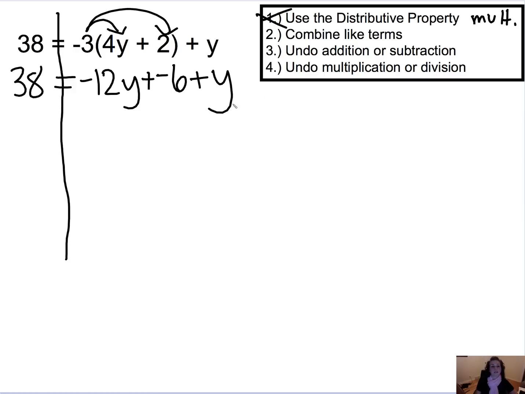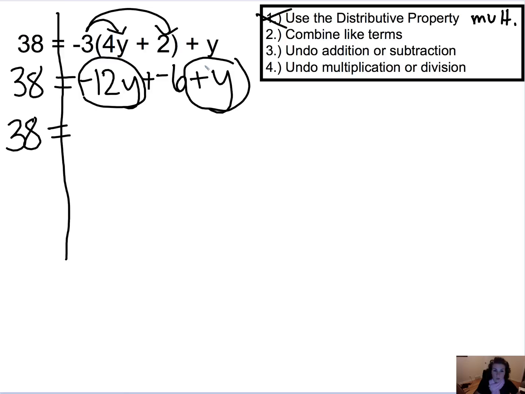Step 2, combine like terms. Well, on the left-hand side, clearly we don't have any like terms, so I'll just bring that down. On the right, we have a negative 12y, and that matches with the y. But remember, you've got to circle what's in front of it as well. So that's a plus y.